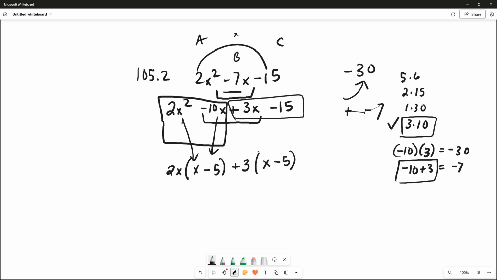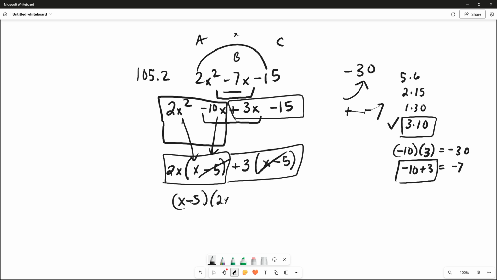Now I look at this term and this term. What do they have in common? X minus 5. And then what's left over? 2x plus 3. And those are our two factors. Okay, hope that helped. Thanks.